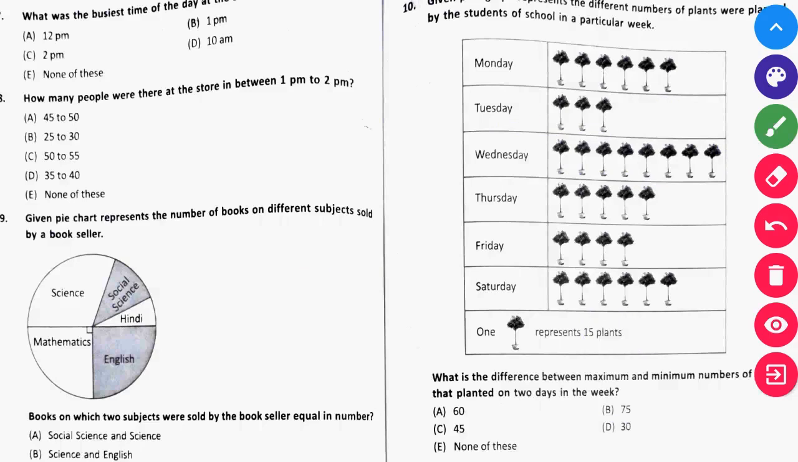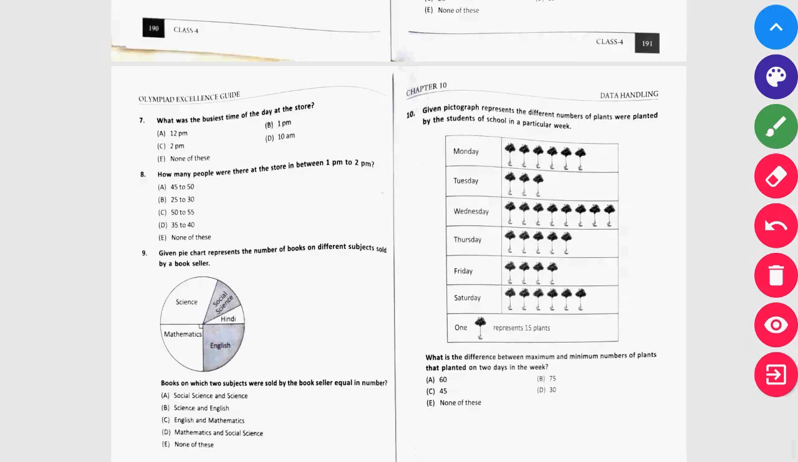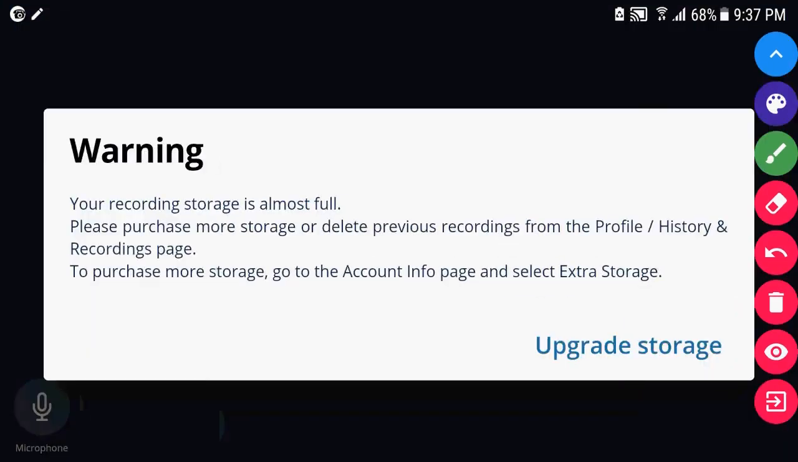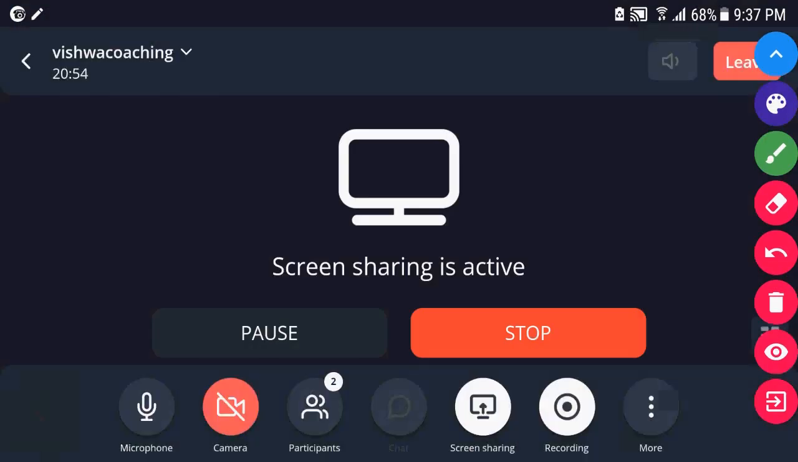So it is a very easy chapter. I hope you understood. The data is represented in the form of pictures, known as a pictograph, or in the form of a bar chart, that is a column, or a line graph, or a pie chart. Okay, so all the best, solve the examples given to you as homework, and we'll meet in the next class, where we'll take reasoning and aptitude.